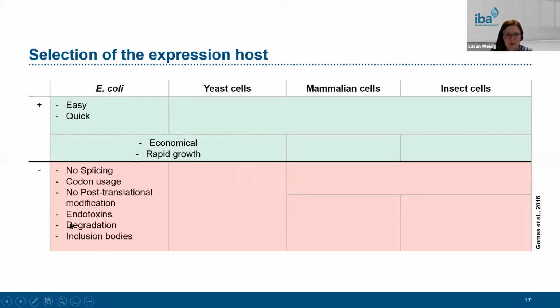But disadvantages of E. coli as expression host for eukaryotic proteins, so if the proteins are from yeast or mammalian or insect cells, are that E. coli does not contain a machinery for splicing, so you have to use a coding sequence without introns, and E. coli has a different codon usage compared to the eukaryotic hosts.